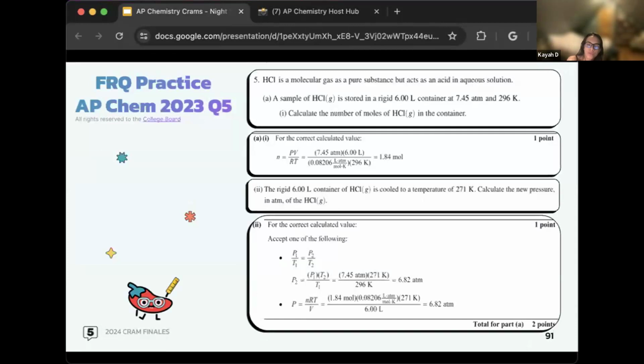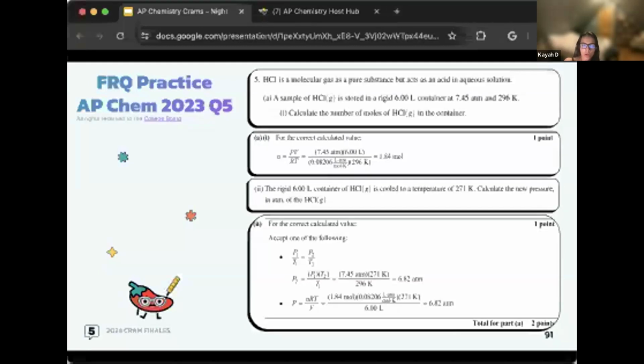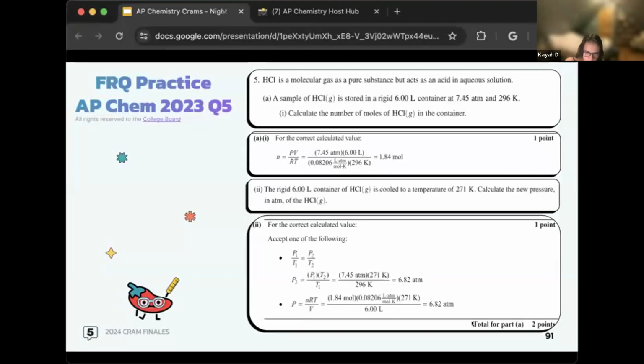Right? So for the first part, what you're going to use is that equation, PV equals nRT. And you're going to manipulate it a little bit, right? The question asks for the number of moles of HCl, so you would rearrange the equation so it's set equal to n, and then you plug in the different values that they gave you. And from that, you get 1.84 moles.